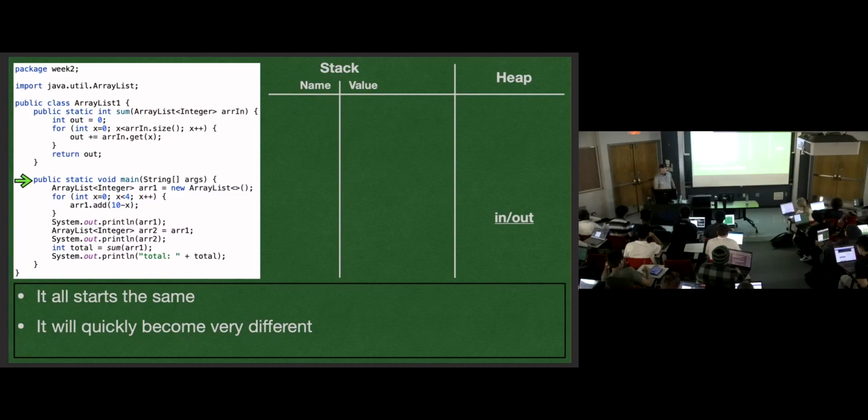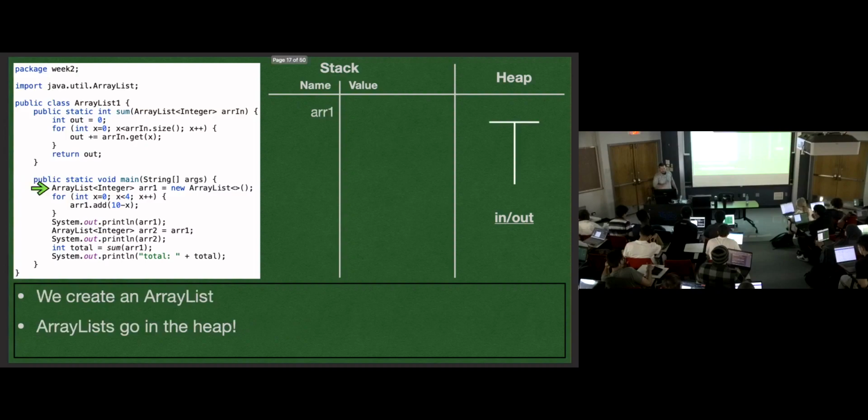So this is the very first time. If it doesn't all make sense today, don't worry. You're going to see this like 100 more times throughout the semester. So let's do it. We're going to create our first object on the heap. All right, so our array list is going to go on the heap.